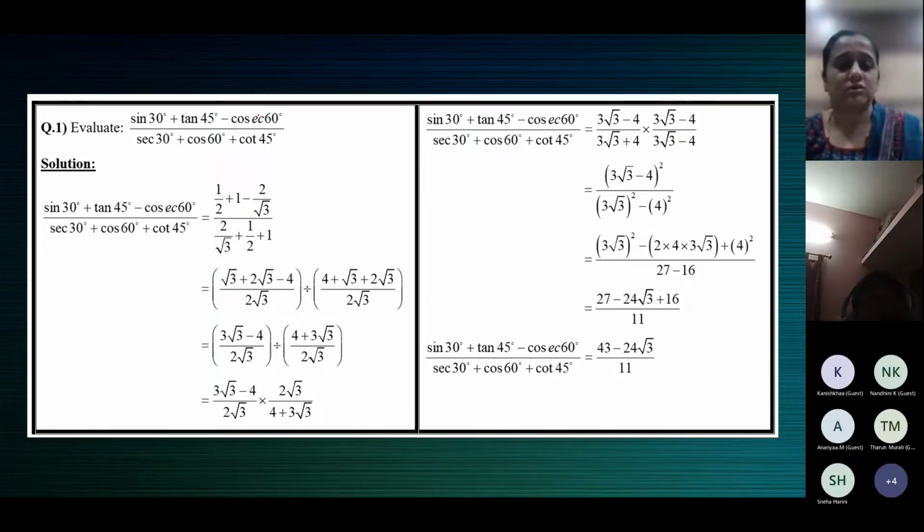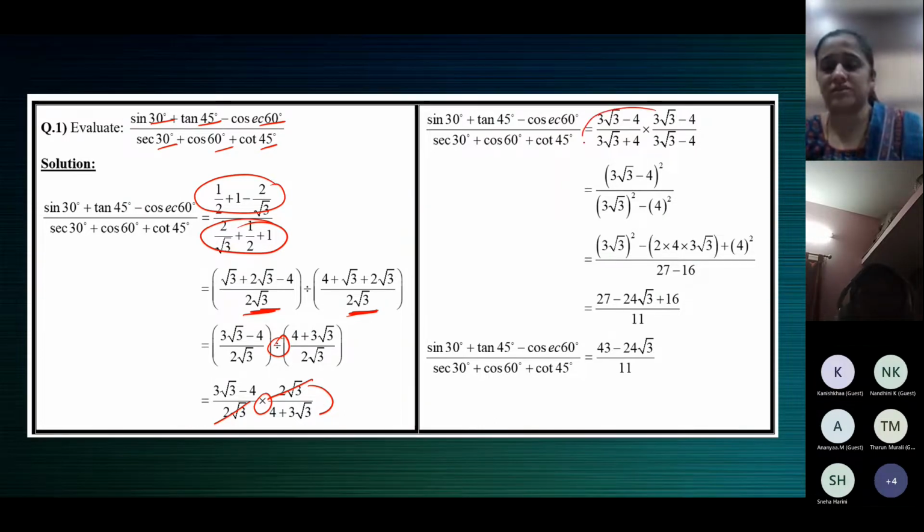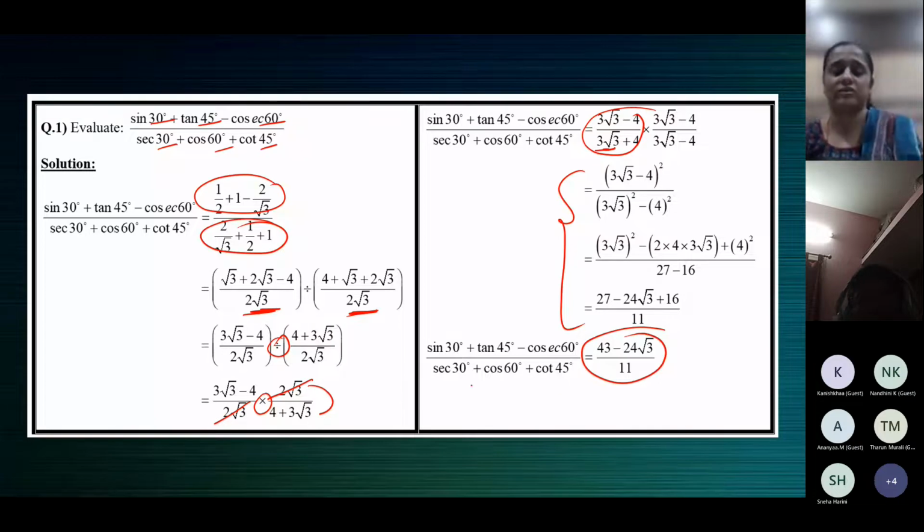All right, so as I told you, the first thing you should watch out for is the angles. They're all standard angles, which means you can get their values from the table. So bring the values from the table and then simplify the numerator using LCM, the denominator also using LCM. And then division becomes multiplication by the reciprocal. 2 root 3 and 2 root 3 gets cancelled. So this is the answer, but since the denominator is irrational, we rationalize it. And after rationalizing, this is the answer, 43 minus 24 root 3 by 11.